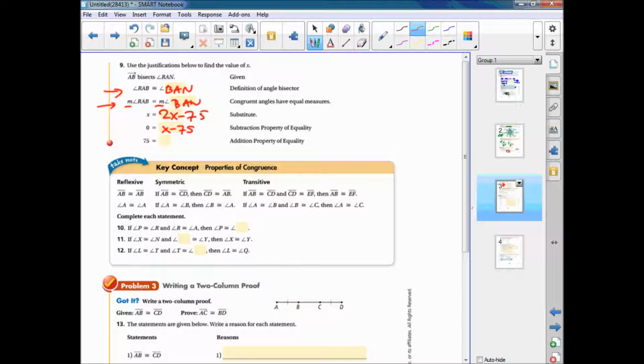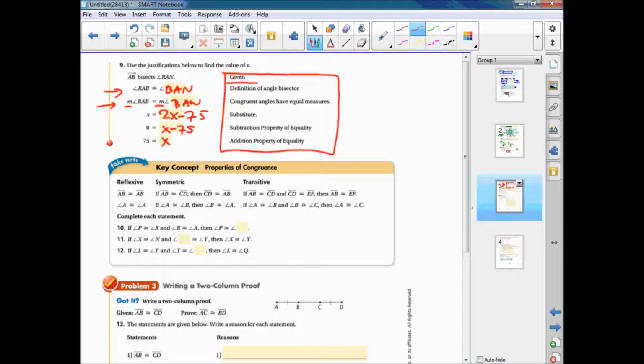And then we can use the addition property of equality. That means add something to both sides that's the same. In this case, we'll add 75 to both sides. And now we found the value of x. Notice over here, though, we have a new set of stuff. We have all of these reasons behind our deductive reasoning.